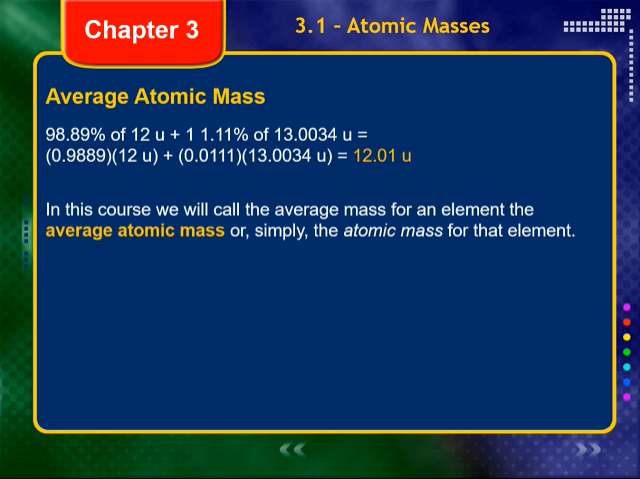In this course, we will call the average mass of an element the average atomic mass, or simply the atomic mass of that element. 12.01 is the average atomic mass for carbon, even though no carbon atom in real life has a mass of 12.01. It's a weighted average.